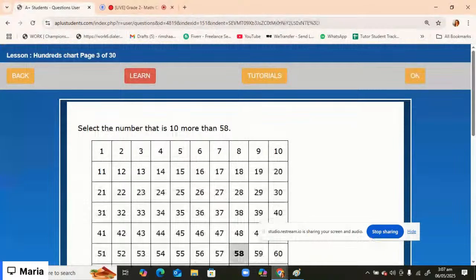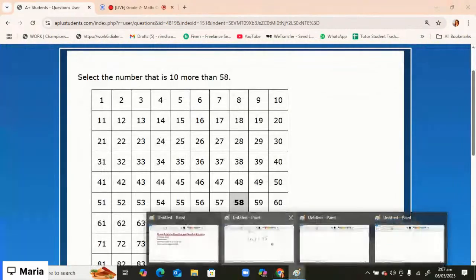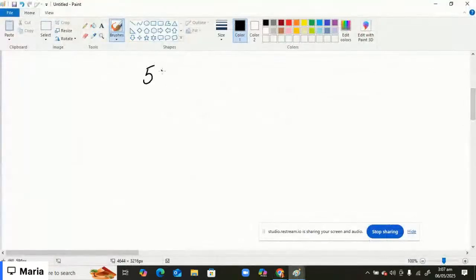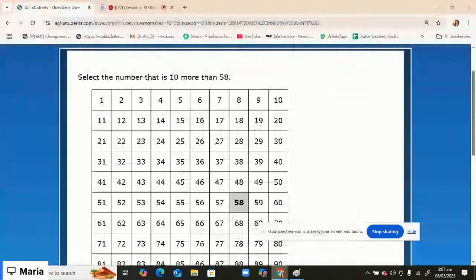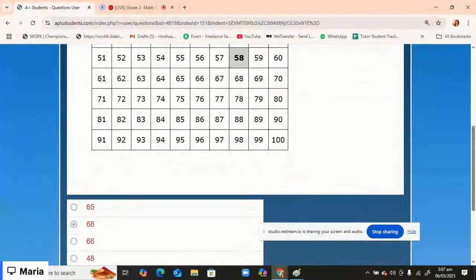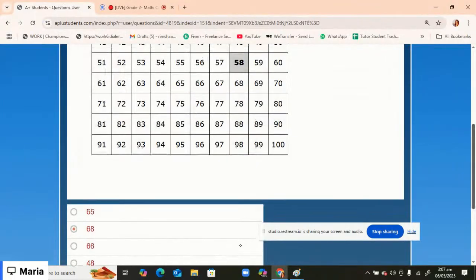Select the number that is 10 more than 58. So now what is the meaning of more than? So 58 plus 10. Now let's add it. 58 plus 10. 8 plus 0 is 8. 5 plus 1 is 6. So what is the answer? That is 68. So let's go with the option 68.